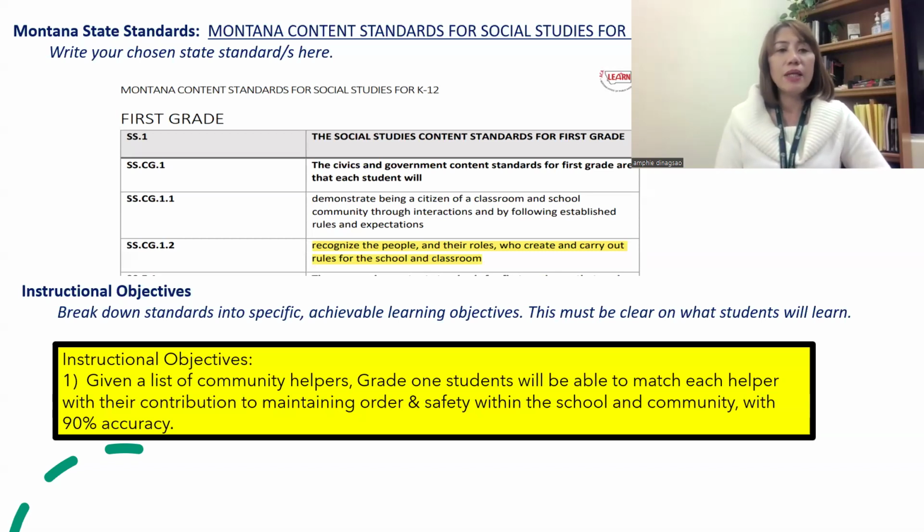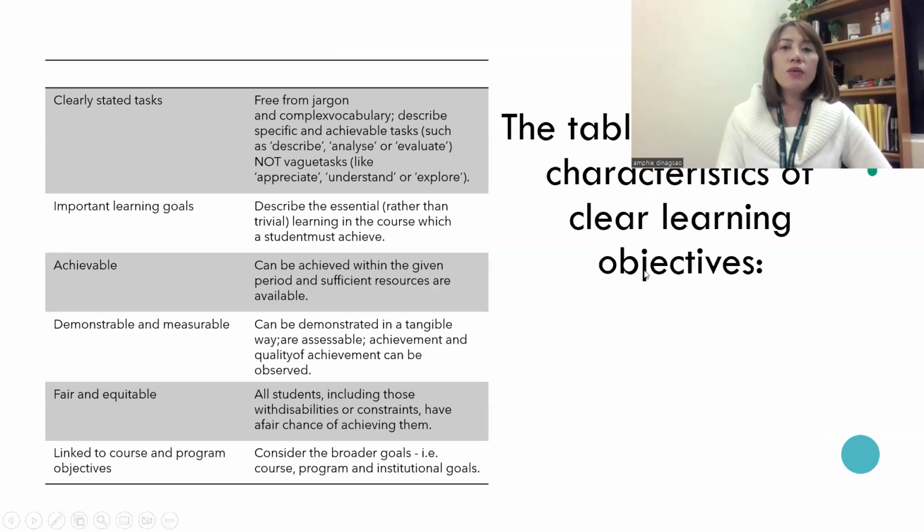So when we write our instructional objectives, again, this must be clear on what students will learn. So maybe I would write it like, given a list of community helpers, grade 1 students will be able to match each helper with their contribution to maintaining order and safety within the school and community. So even if the community is not there, the state standards could be the minimum, but we can go beyond if you think that it is also ready and it is also approved by your team and your school and your principal.